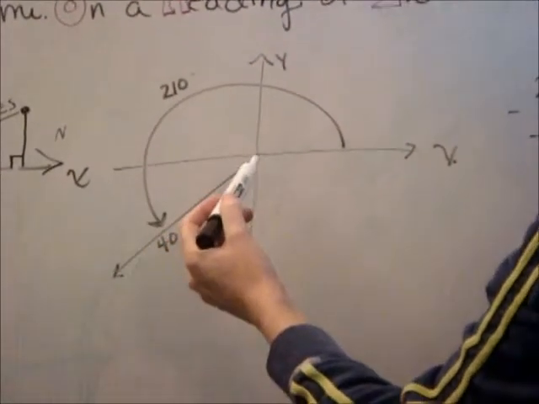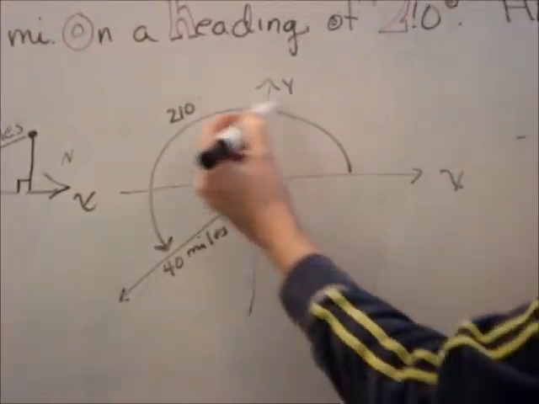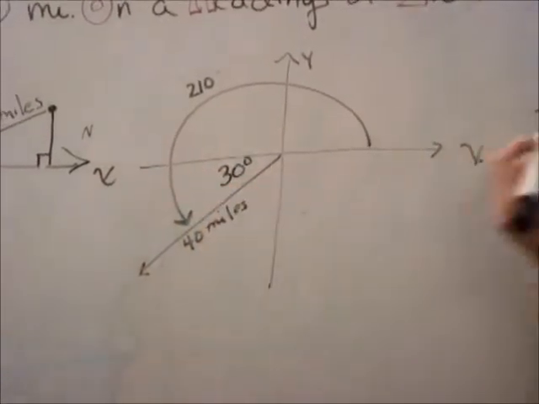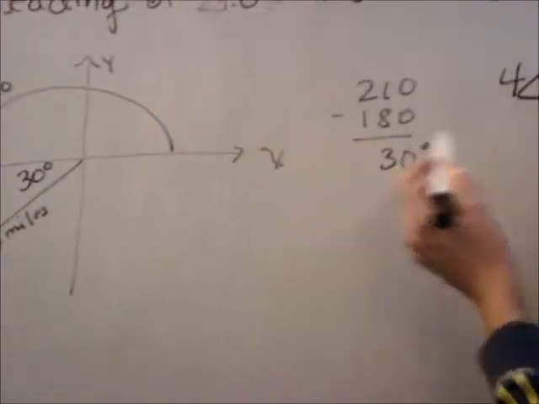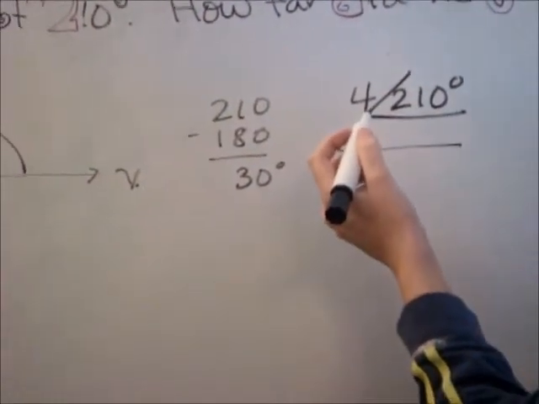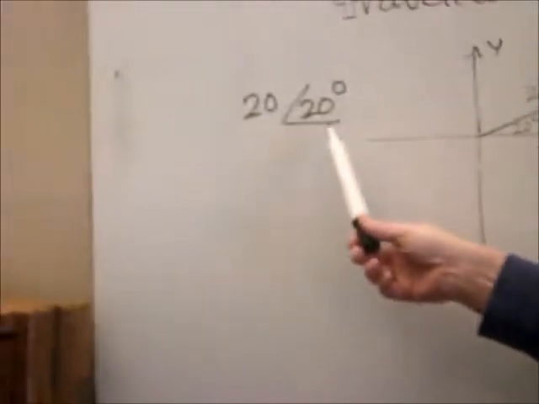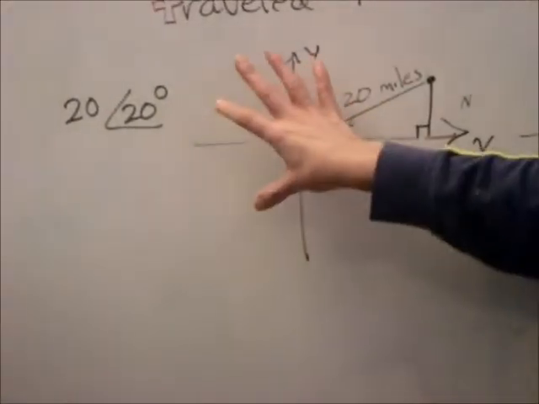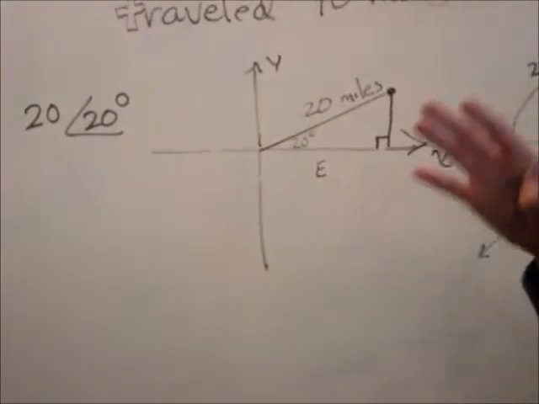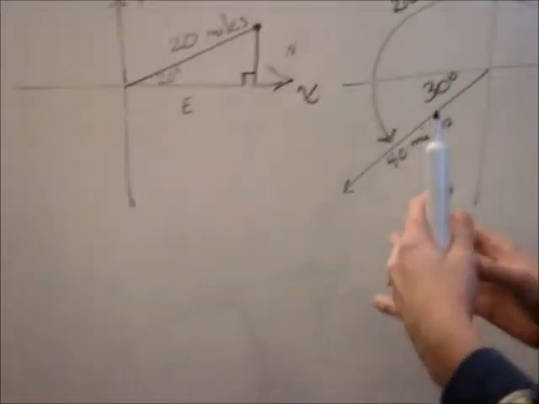He traveled 40 miles at a heading of 210. For 210, this would be 180, and then what's left would be 30 degrees. Over here I subtract 210 minus 180. In polar coordinates, we would write it like this: 40 at 210 degrees, and this one would be 20 at 20 degrees. So we're going to convert each of these into rectangular coordinates, right and up. And then we're just going to add the rights together, and add the ups together.